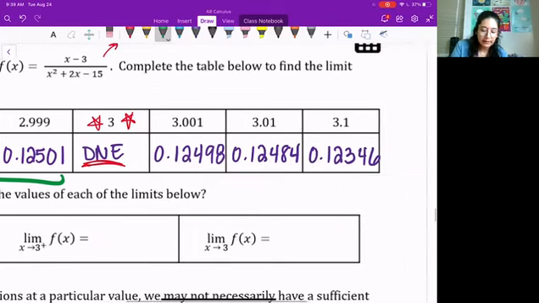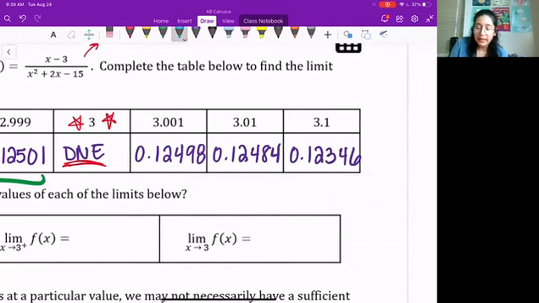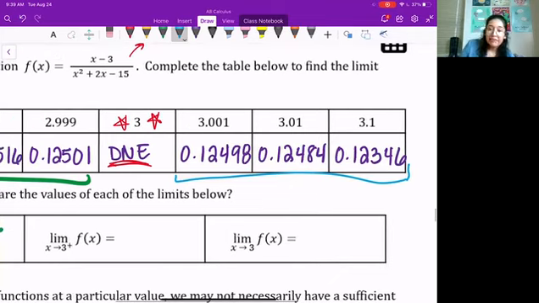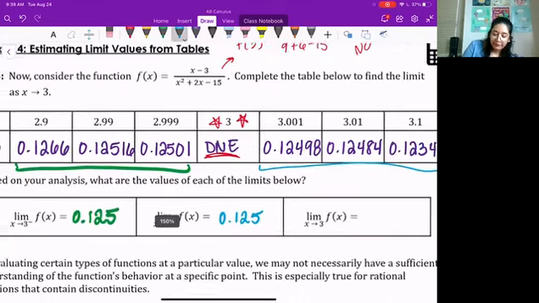Now let's look at the limit from the right. I want to start kind of far away, but in the neighborhood, and approach 3. So I started off at 0.1234, then I got a little bit closer, 0.1248, then a little bit closer, 0.1249. So it looks like from the right, I'm also approaching 0.125.